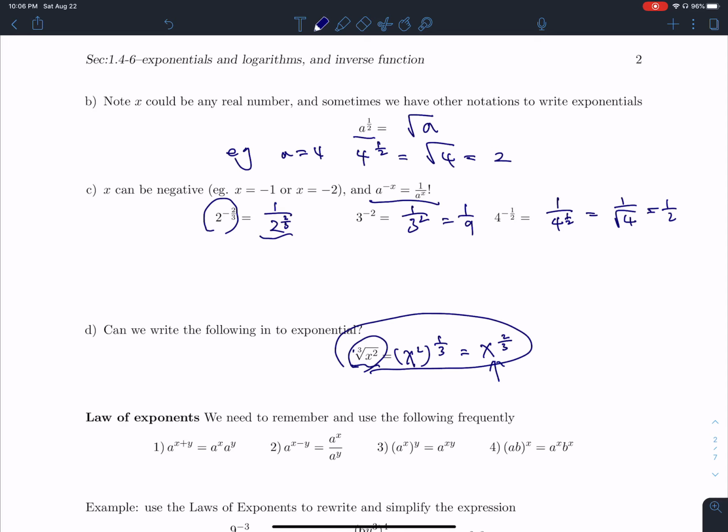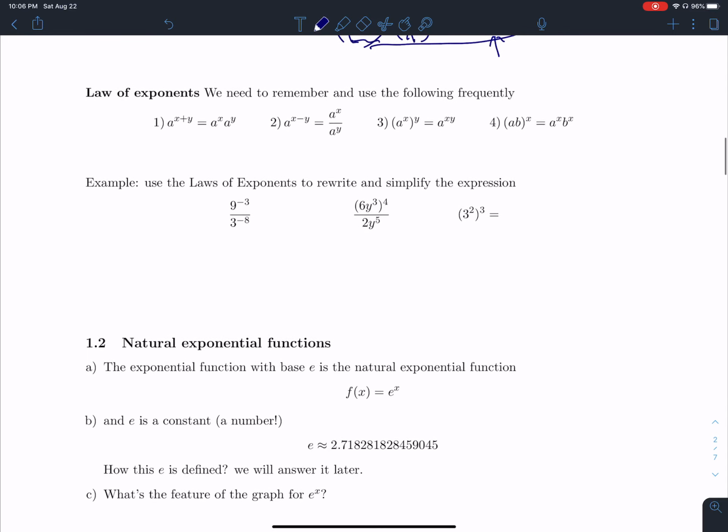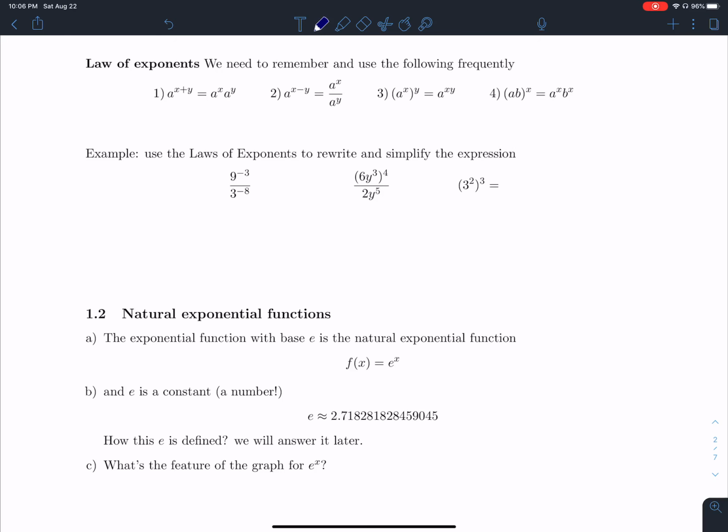Okay, so now there's something we really have to remember, the so-called laws of exponents. There are four of them, and they are all very helpful and useful. Now I would just urge you to pause the video and stare at those four laws and try to remember them. After you get familiar with them, we can come to think about those examples. Okay, so now I assume you already are familiar with those four laws.